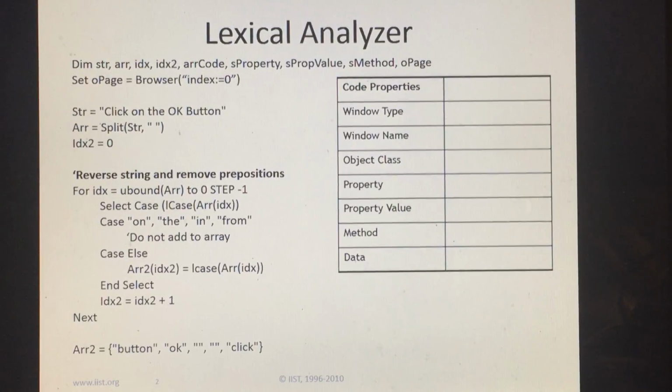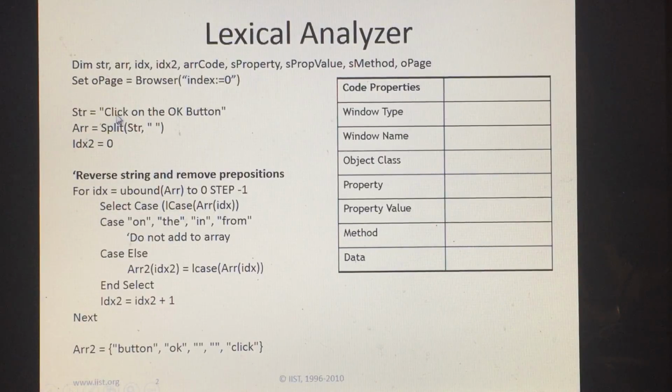So I originally said, why don't we take plain English, like a line of string, and convert it to a line of code. Like here I've got "click on the OK button," and I want to convert it to a line of code that is executable dynamically.